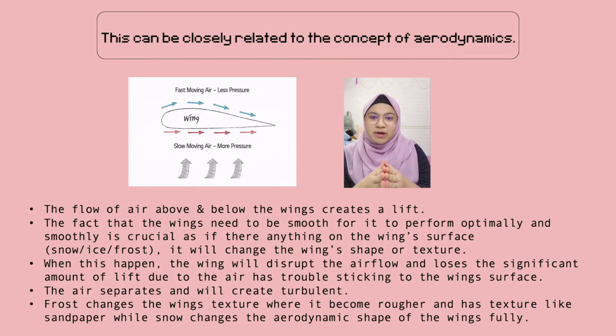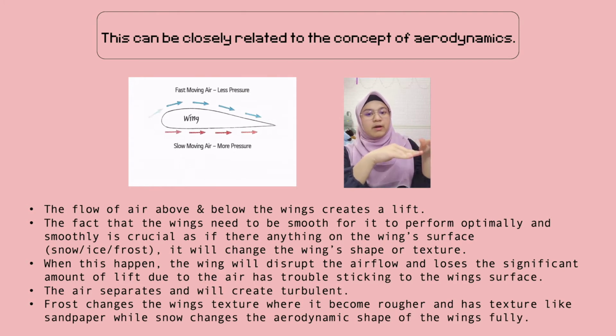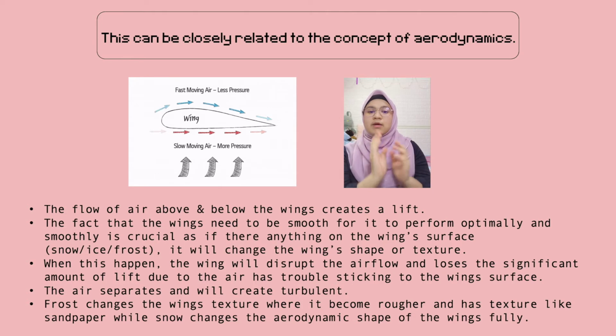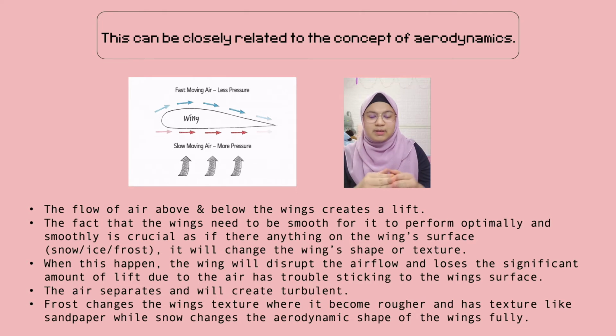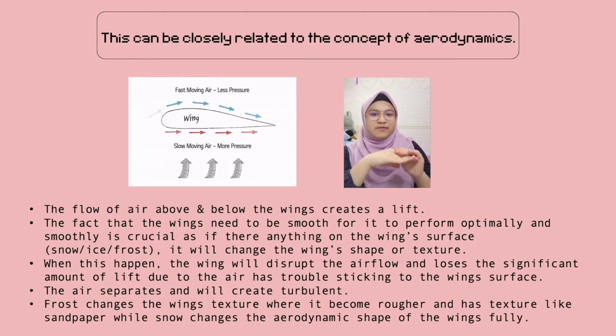Plus, this can also be very closely related with the concept of aerodynamics. We already know that this is the wings. Where there is airflow above and below the wings, it will create a lift. With that, the wing surfaces need to be very smooth in order to work optimally and also very safely. This is very crucial, as slight changes in the wing surfaces will change the shape and the texture of it. When this happens, the wing will disrupt the airflow and lose a significant amount of lift, due to the air having trouble sticking to the wing surfaces.